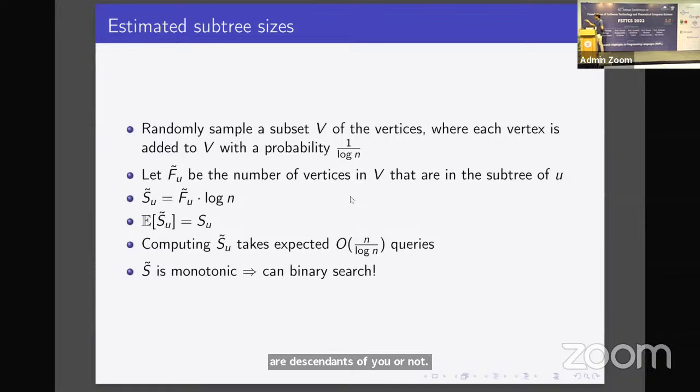And again, this S tilde is monotonic because the number of sample nodes that lie in a vertex X is less than or equal to the number of sample nodes that lie in one of its ancestors Y, right? So for any X and Y, such that Y is an ancestor of X, S tilde of Y is at least equal to S tilde of X. So we can again binary search.